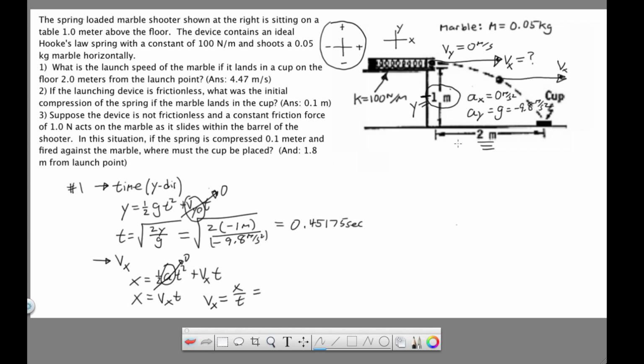And our x displacement is this 2 meters. So 2 meters over our time, 0.45175, gives us the answer to the first question, which is 4.4272.